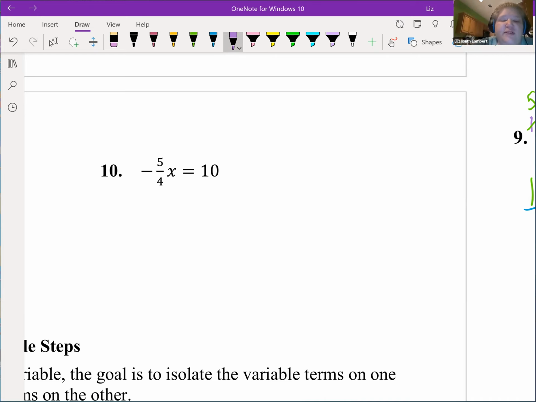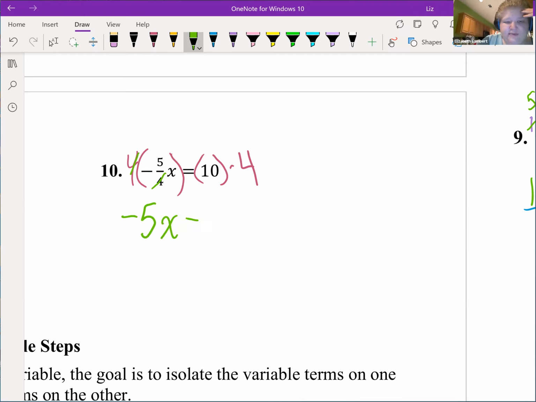So -5/4 of x equals 10. I don't like the fraction, so I want to get rid of it. I only have the one denominator 4, so I'm going to multiply both sides by 4. The entire left side, the entire right side. Now on the left, we chose to multiply by 4, so they would cancel. We do still have that minus, that negative, so this is -5x. And then on the right side, 10 times 4 is 40.